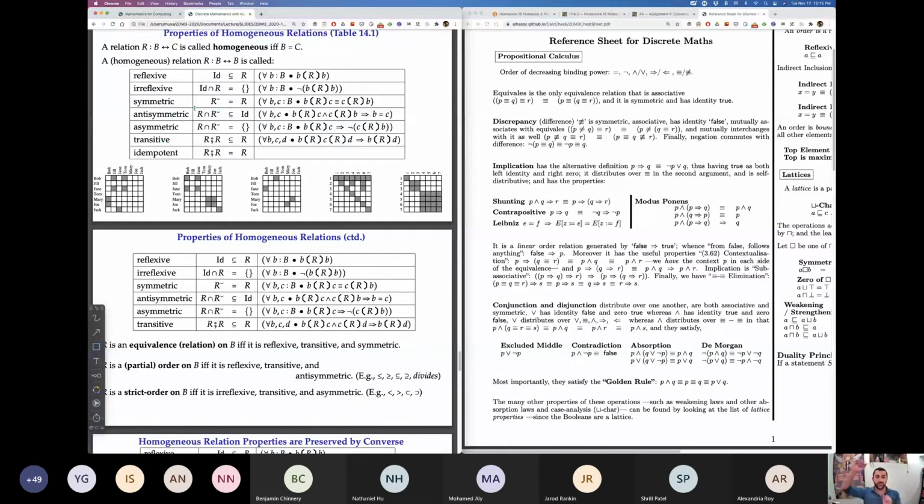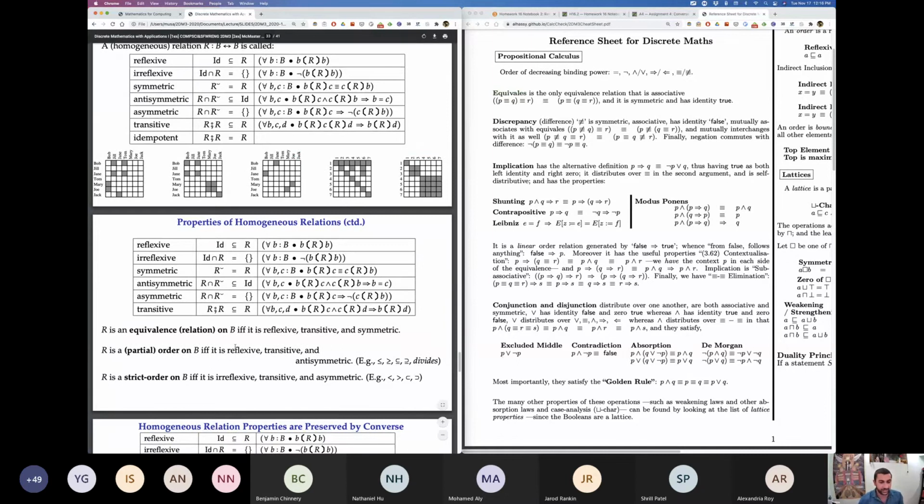Antisymmetric means, hey, if I mirror across the diagonal, then these things must be the same. Right? What does that mean? So I'll let you think about that one a bit more. Asymmetric means I can never have both across the diagonal, right? So lots of fun stuff. This one's pretty cool, so we'll get to that one in a moment.